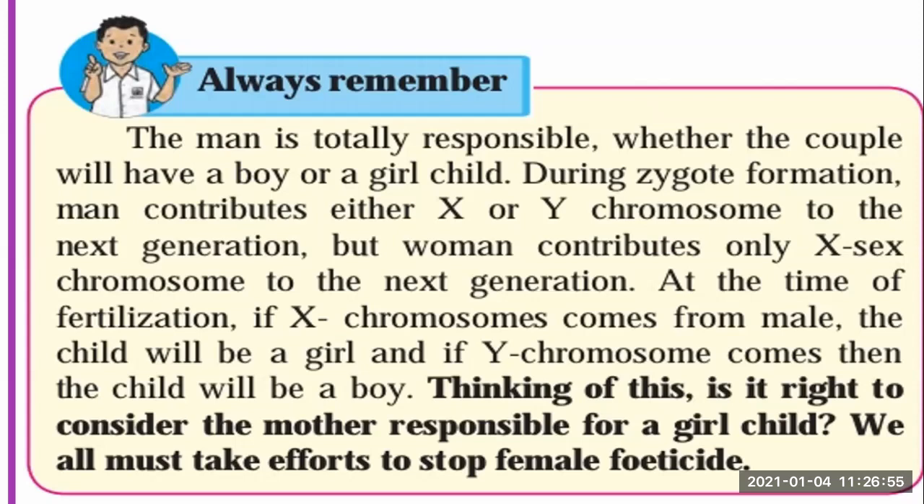At the time of fertilization, we have seen the process of fertilization. From the male, we have two options, 22 plus X or 22 plus Y. If we receive the combination of 22 plus X, then the child will be a girl. And if the Y chromosome comes, then the child will be a boy. So thinking of this, it is not right to consider the mother responsible.